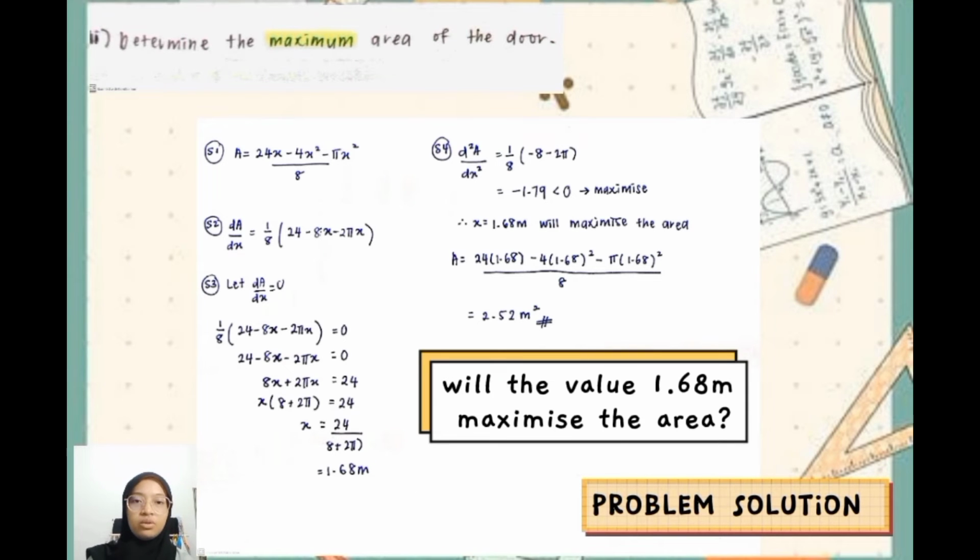And then step 4, we check: does this value maximize the area? So we have to find the second derivative by differentiating dA over dx, and we get 1 over 8 in the bracket negative 8 minus 2 pi.